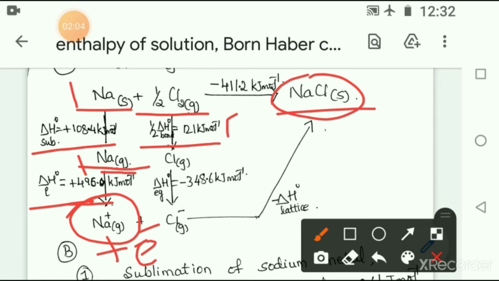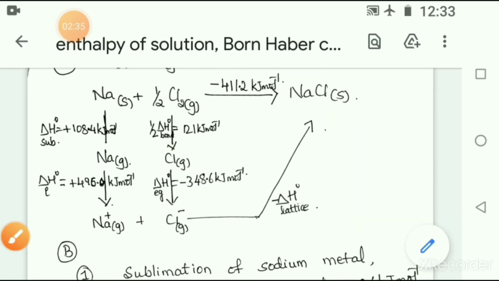Now there is an electron released. This electron combines with the chlorine atom in the gaseous state and we get the chloride ion in the gaseous state. By definition, an electron is added to an isolated neutral gaseous atom to form the ion in the gaseous state. It is the electron gain enthalpy. It is equal to minus 348.6 kilojoules per mole.